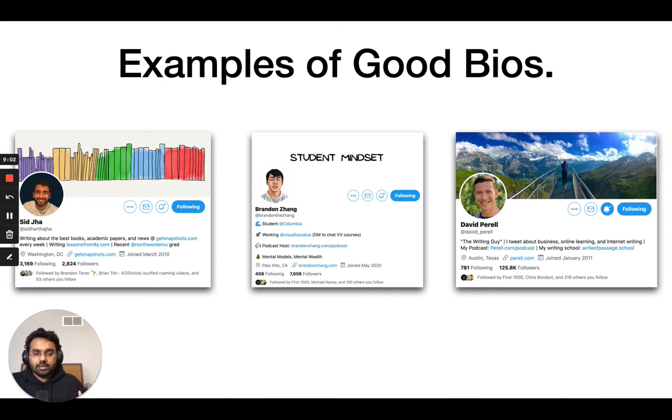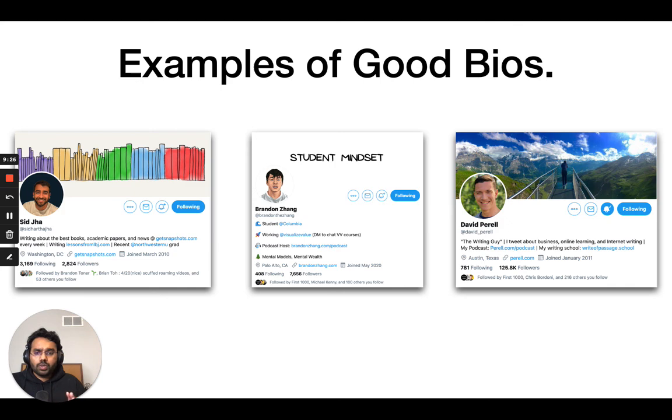And then he has 2 links here, which is very relevant. He has a podcast, which is really good. And he has the link to that podcast, perel.com/podcast. And My Writing School, he has an online course. He has like an online cohort-based writing school. It's called Rite of Passage. So he talks about that.